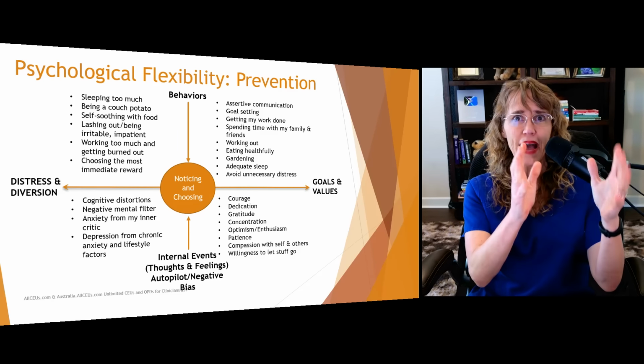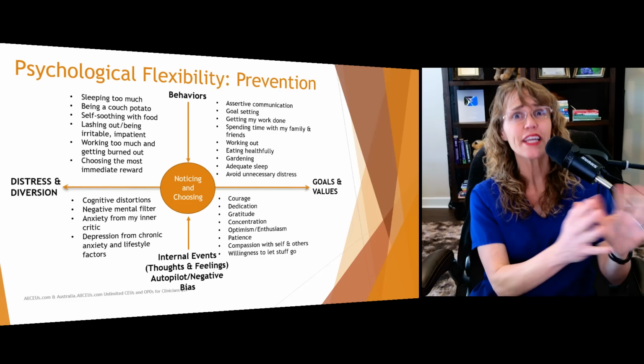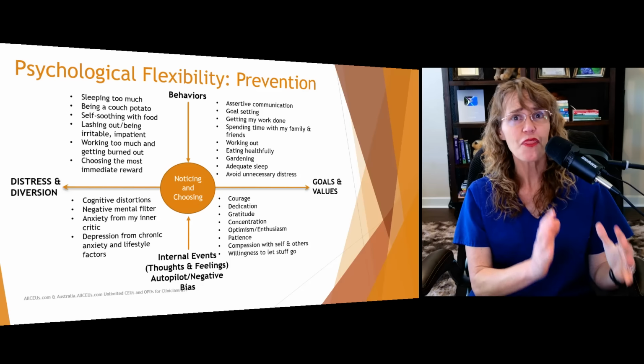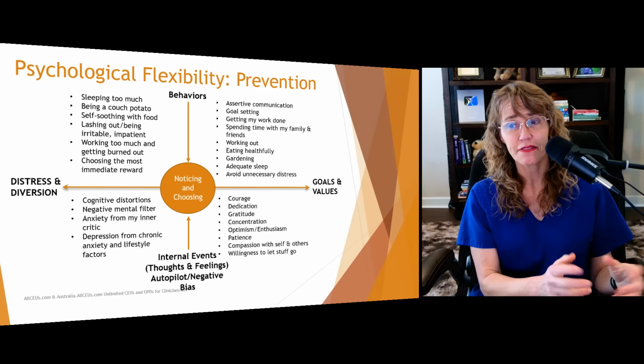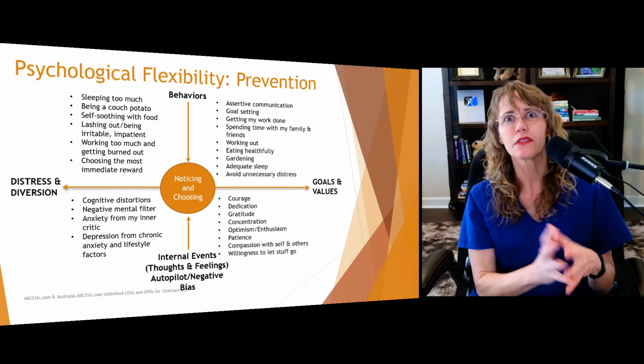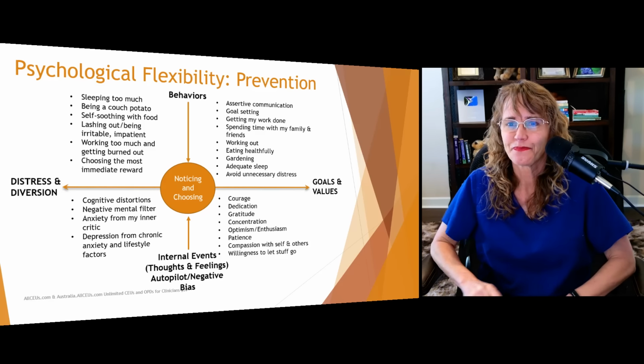Likewise, what behaviors do you have that drain your energy and keep you from moving forward? And what thoughts and feelings do you have, again, that drain your energy and promote those behaviors that keep you from moving forward?